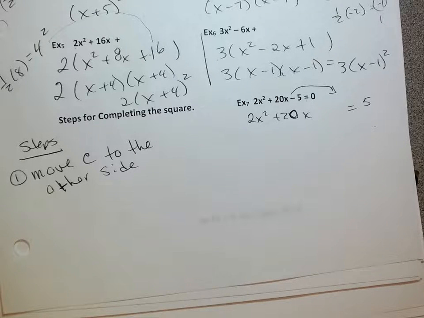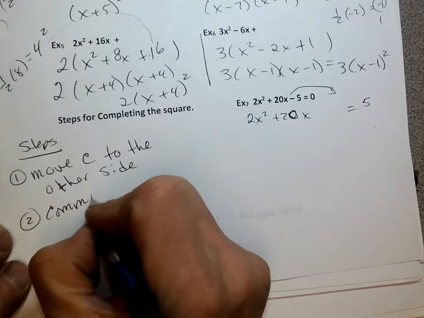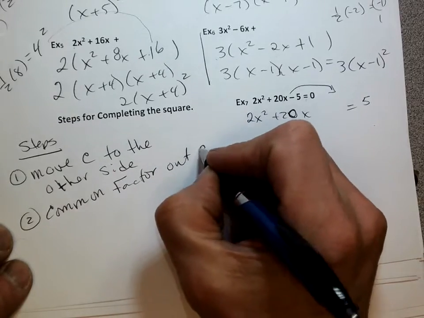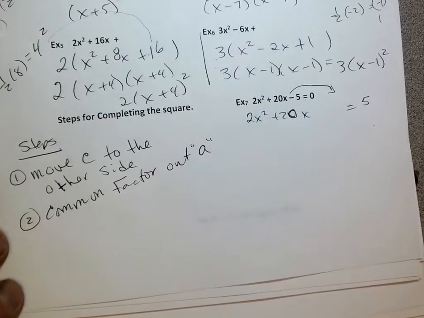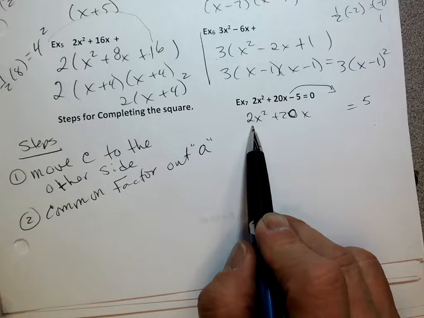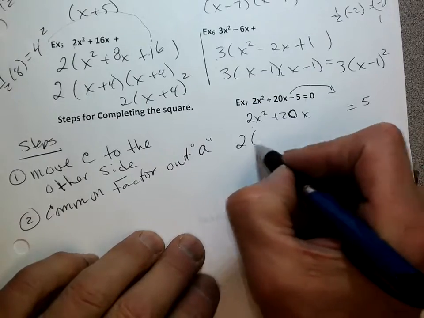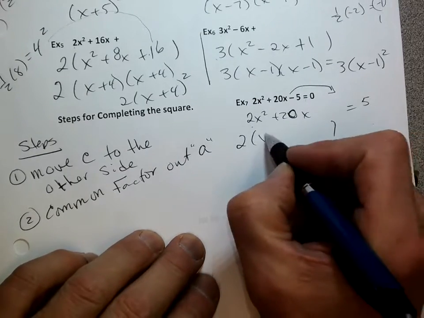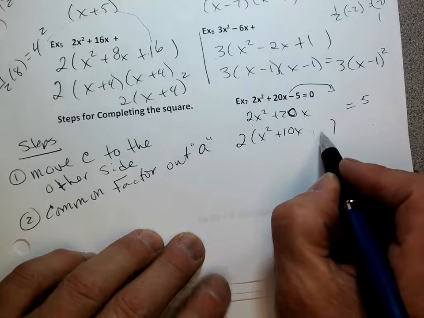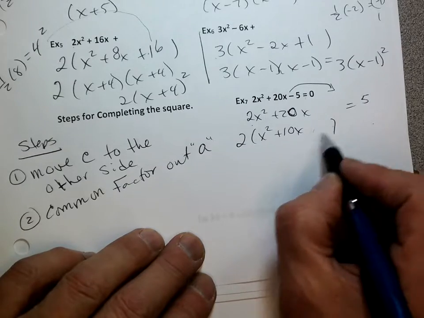Does that make sense? Okay, step 2. Common factor out A. A is the 2, isn't it? I need just regular x squared, right? So I'm going to common factor out the 2. And that's going to leave me an x squared plus a 10x. And I leave a little space right here, because that's where I'm going to put my new number, because I need to fill the hole.